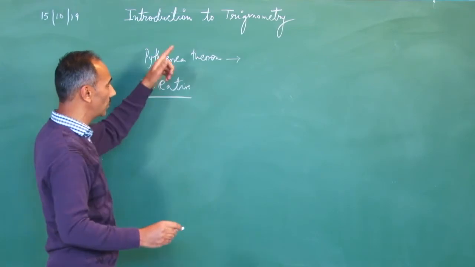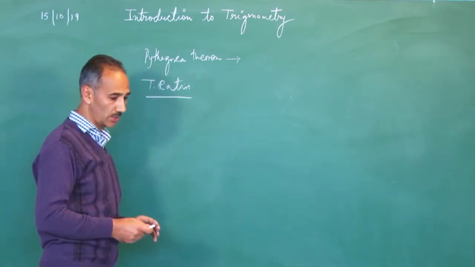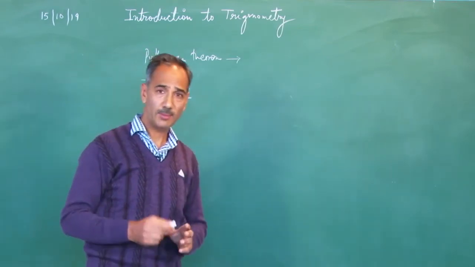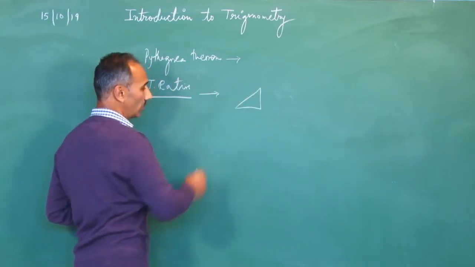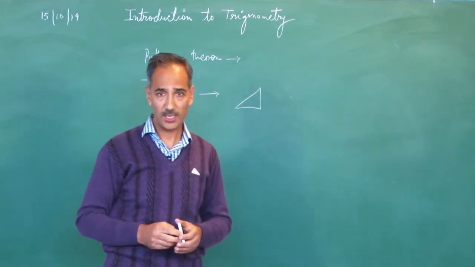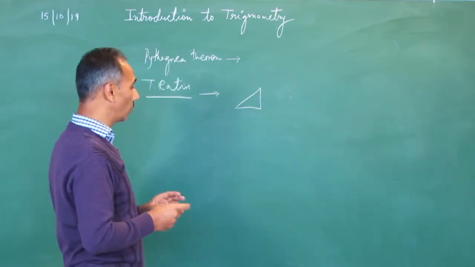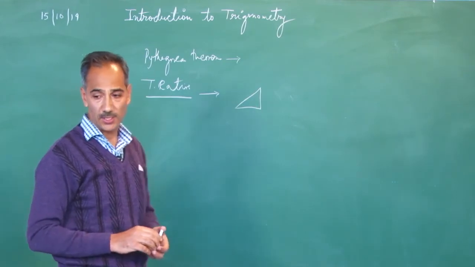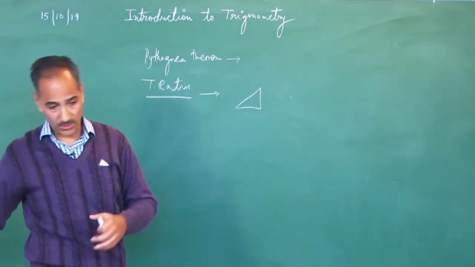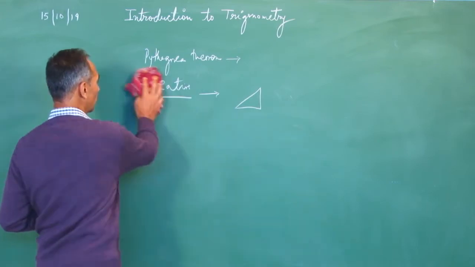T stands for trigonometric. What are these trigonometric ratios? They are also applicable in a right angle triangle. Now we'll be learning these T ratios, what we mean by T ratios. They are 6 in number, and today we'll try to understand what are these T ratios. Then we'll try to study the relationship which is existing amongst those 6 T ratios.